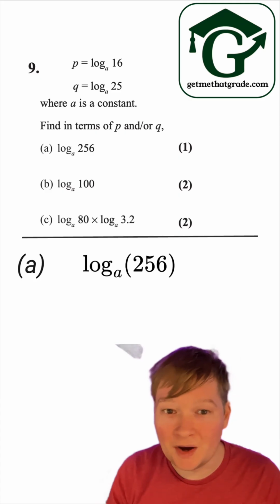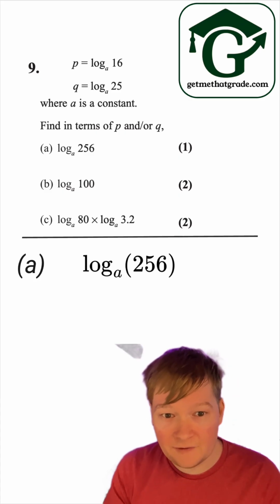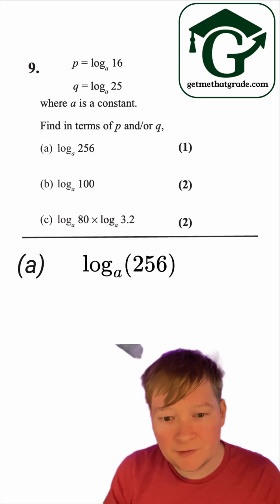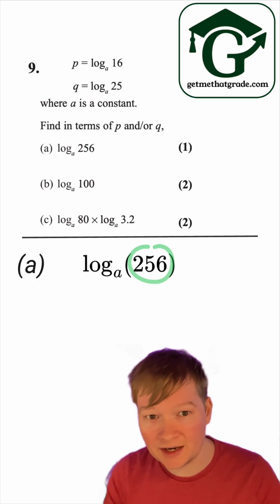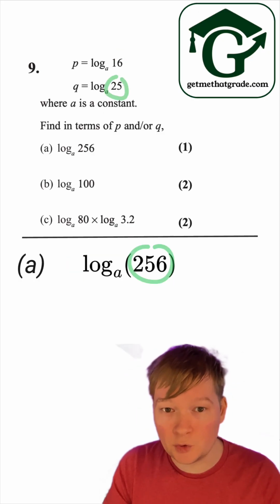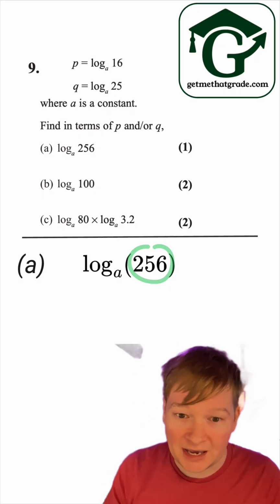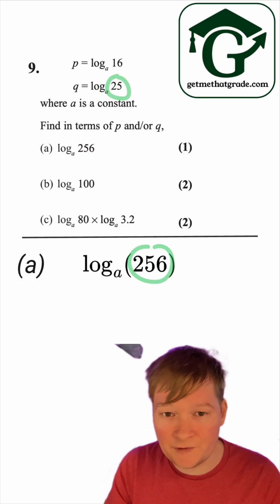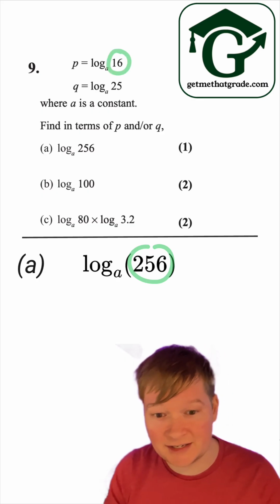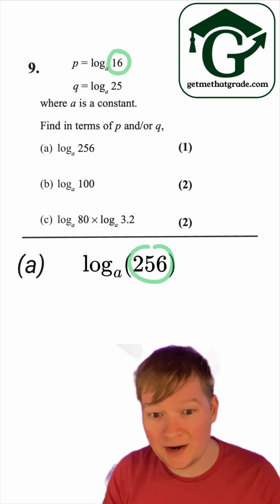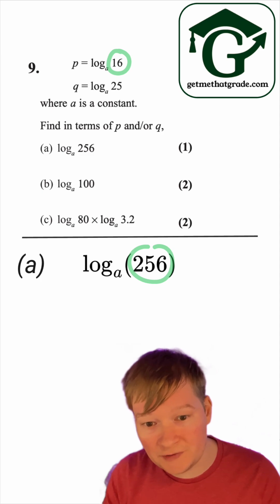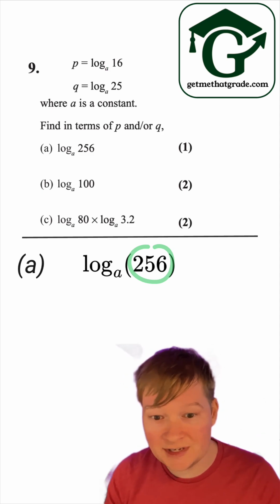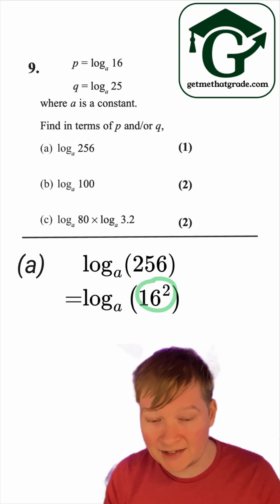How can we answer part A then? Well, we're given log to the base A of 256. So we need to find a link between 256 and either 16 or 25 through multiplication or through powers. I can't think of a link to 25, but I can think of a link to 16. If you try dividing in your calculator 256 by 16, you'll get 16. So 256 is 16 squared.